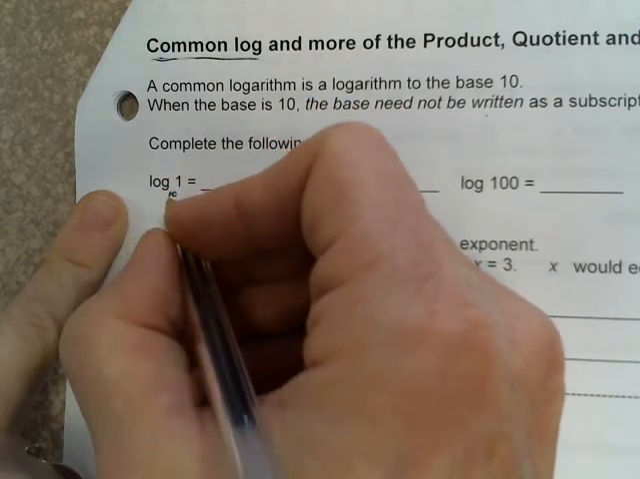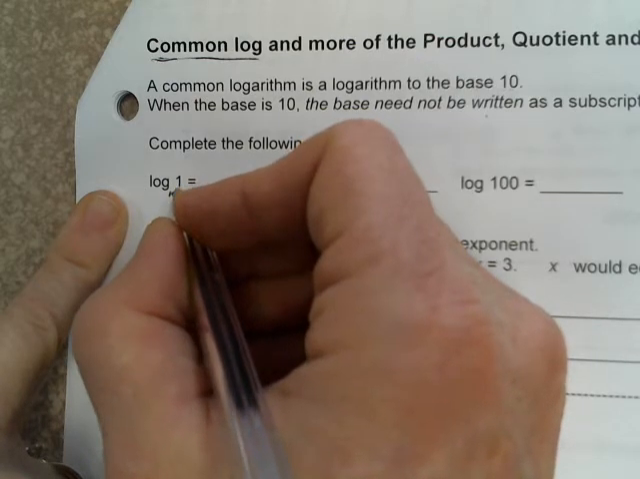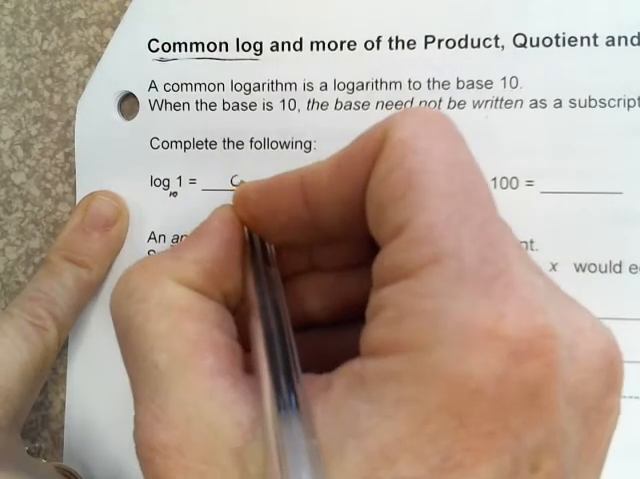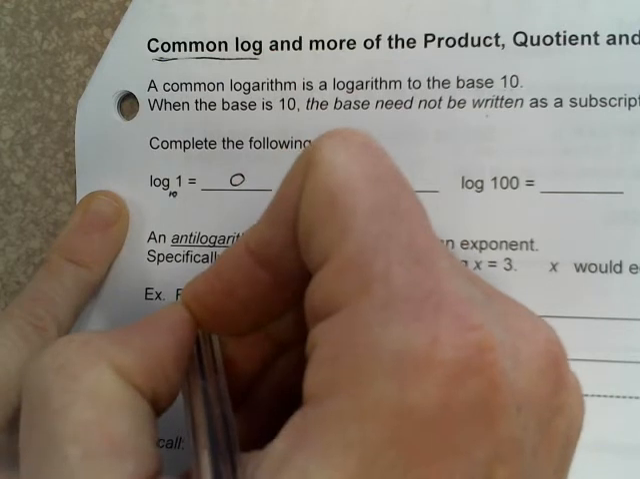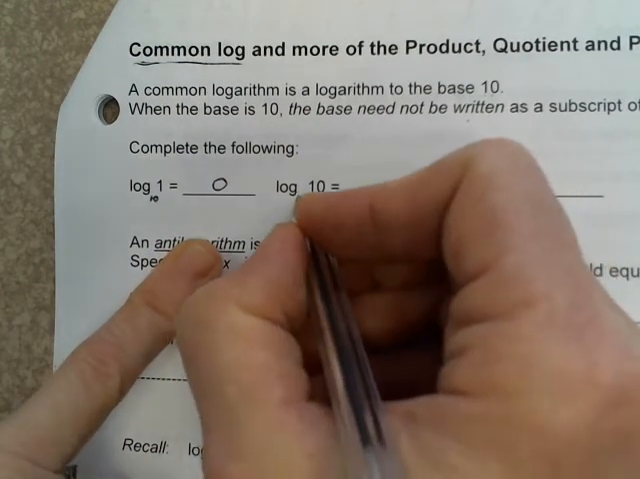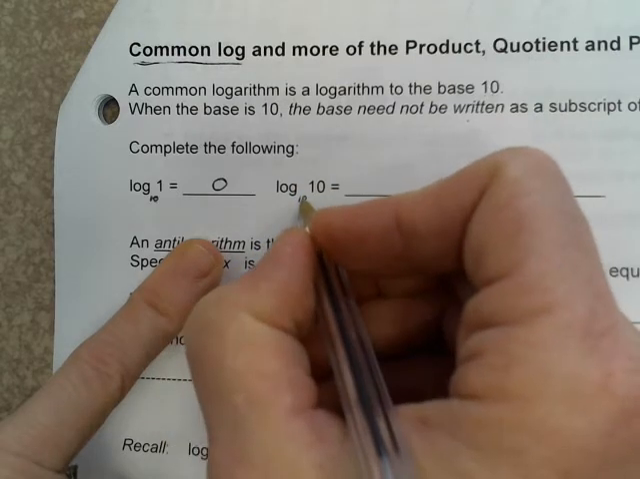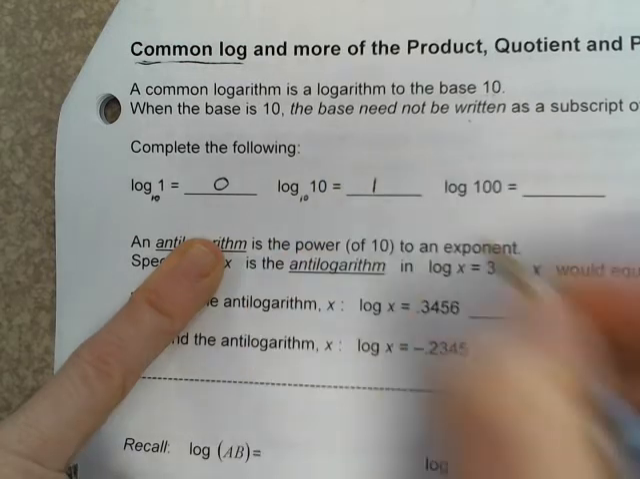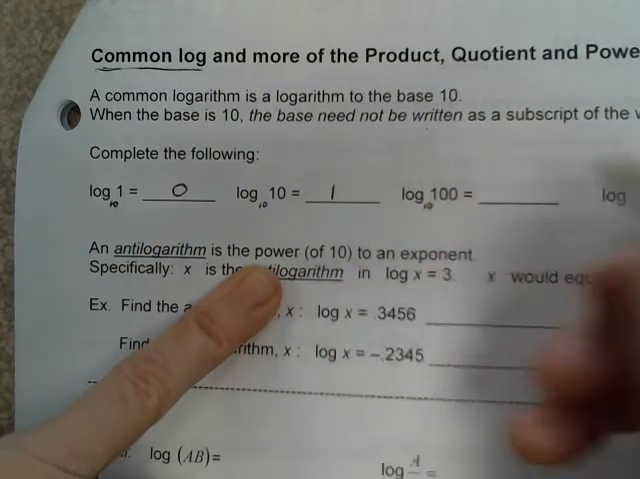And this expression says 10 to the what power is equal to 1? Well, it doesn't matter what the base is. 10 to the 0 power is equal to 1. In other words, 10 to the 0 equals 1. So the log of 1 is 0. Well, what's the log of 10? Well, we're going to insert our little 10 here because when it's not written, we do. And we're going to say 10 to the what power equals 10? 10 to the first.